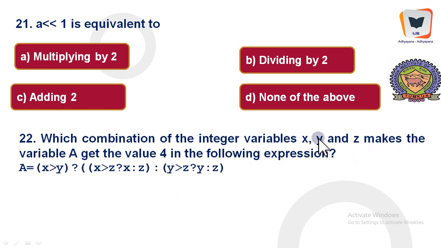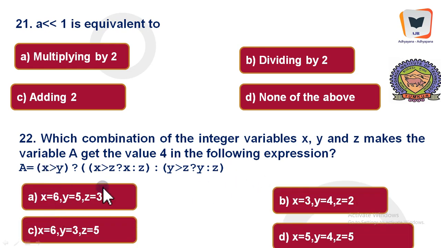Which combination of the integer variables x, y, and z makes the variable a get the value 4 in the following expression? There is a ternary operation being done over here. If this expression is true, this will be executed; if it is false, this will be executed. Anyway, we should get a equal to 4, and in the first expression there is no 4 to be poured into a, so we can leave it out. Here also there is no 4. In order that a gets 4, one of the variables should have 4. But here there is a chance, y equal to 4. Let us execute with this.